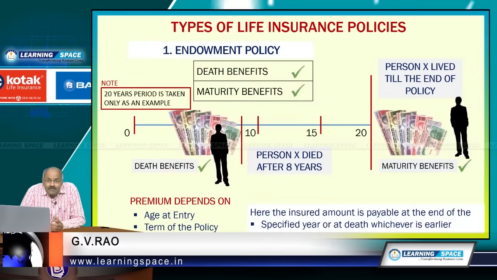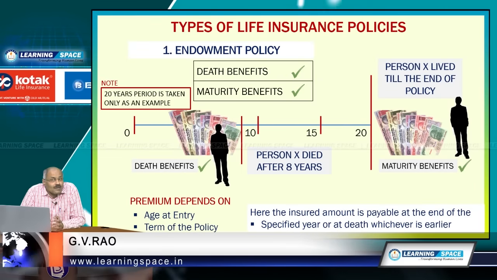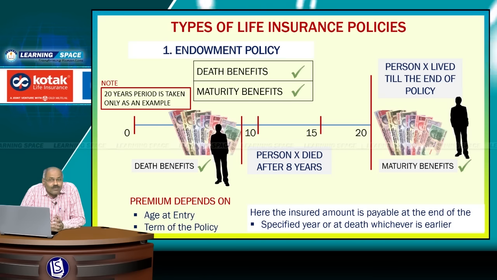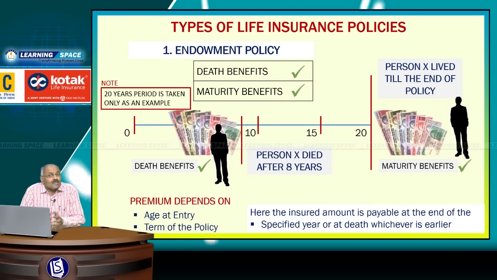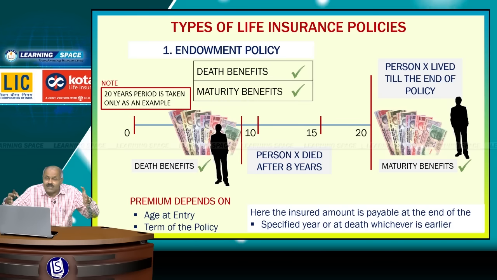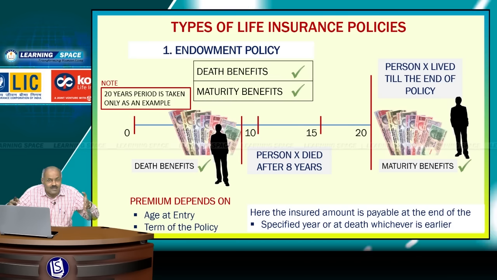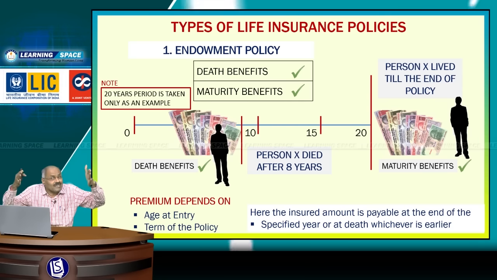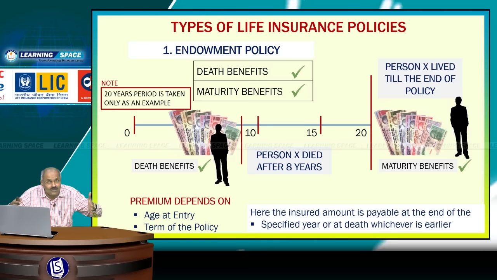If you look at the life insurance policies, people often talk about endowment policy. What is the meaning of endowment policy? Let us take for an example, a person X has taken endowment policy for 20 years. That means a person has taken a life insurance policy for a term of 20 years.